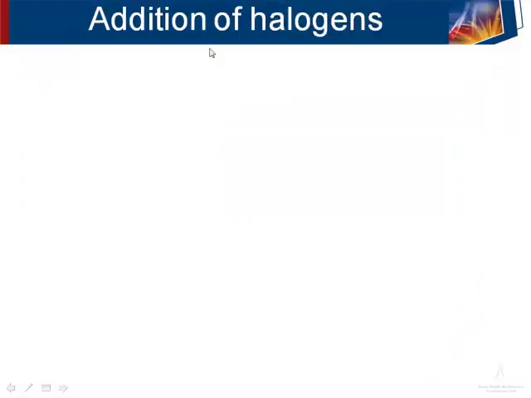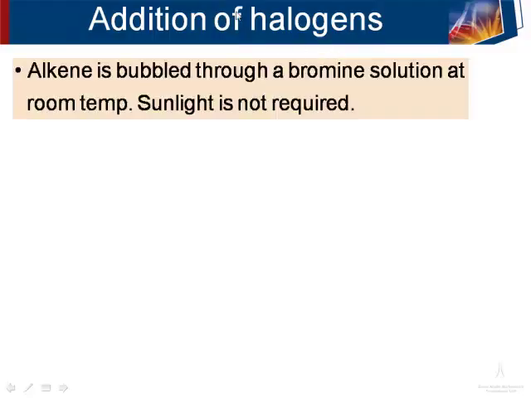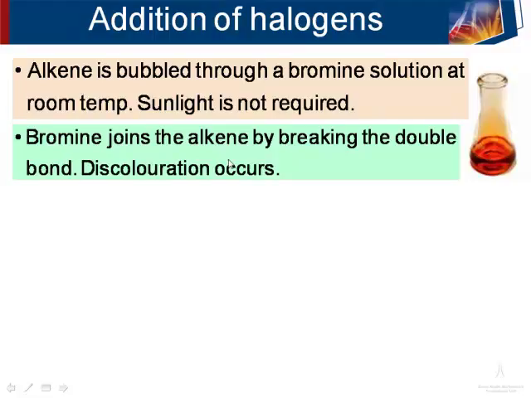Let us now look at the addition of halogens. This is another type of addition reaction. We looked at the addition of hydrogen. We're now going to look at the addition of the halogens. Here, alkene, a double bonded hydrocarbon, is bubbled through a bromine solution at room temperature. Sunlight is not required. Bromine liquid is a brownish color liquid, and the bromine joins the alkene by breaking the double bond, and what occurs is discoloration: the water will no longer be the brown color.